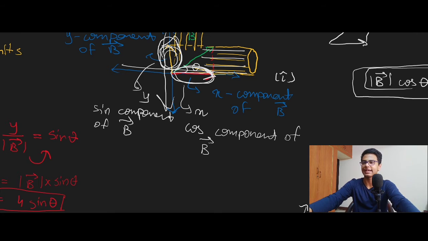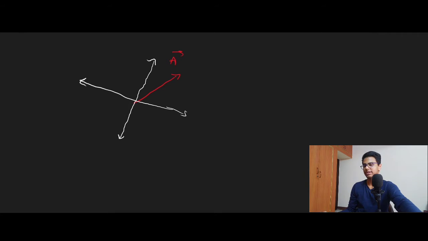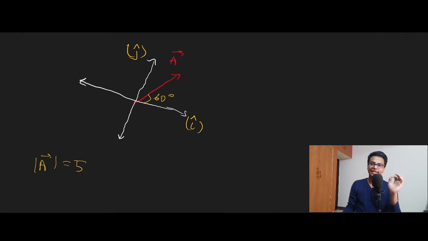That is basically my axis. All right. So now what we're going to do is, we are given that the magnitude of A vector is equal to 5 and this angle is 60 degrees. This is your I cap. This is your J cap. Now we need to write A vector in its standard form.